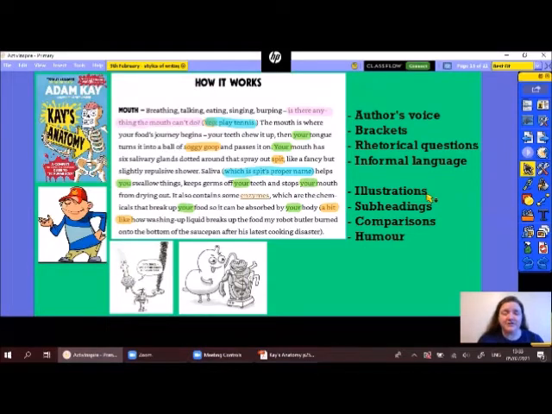He uses fun illustrations. One of my favourite ones is this one down here of the stomach putting all the food into a blender. He also uses subheadings, and we can see that here we've got a heading called How It Works, and then we've got our subheading, which is Mouth. He also makes a lot of comparisons in his writing to help us understand things. For example, in this piece of writing, he says about the body breaking down food, a bit like how washing up liquid breaks up the food on a saucepan. And he uses a lot of humour as well to make things fun and interesting for us.